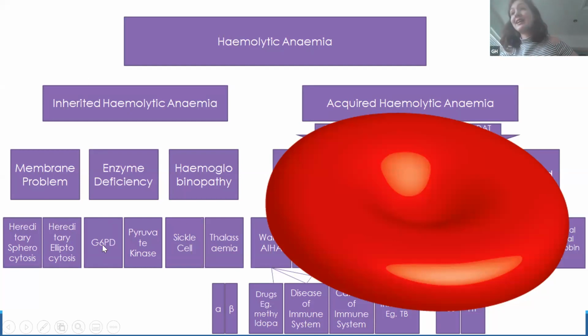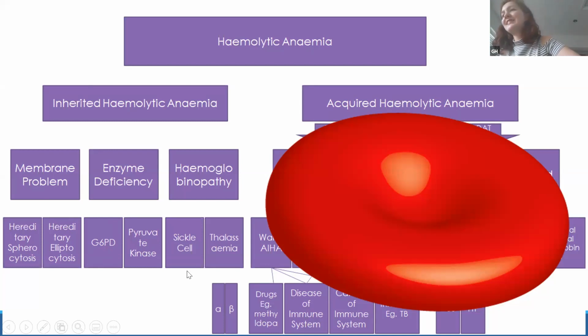Enzyme deficiency, you're looking at G6PD deficiency, pyruvate kinase deficiency. G6PD deficiency is the one that's often brought on by drugs. So often things like antimalarials, they'll mention that in the question, and that will point you towards a G6PD deficiency. Or fava beans, that's the other classic one that they like in their questions.